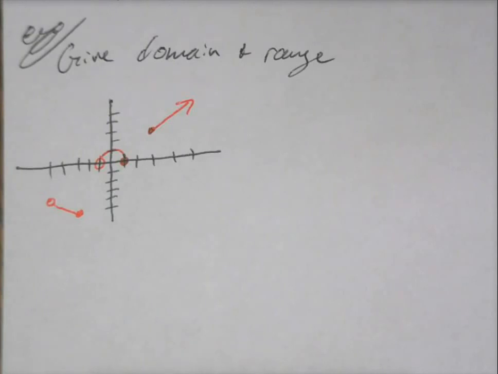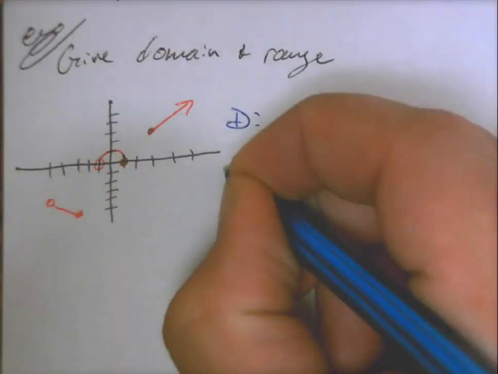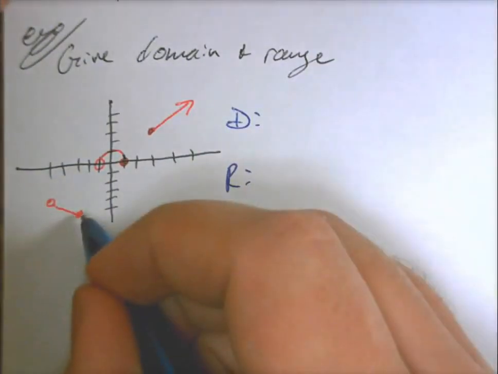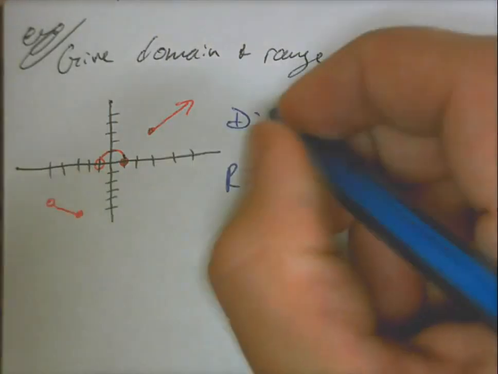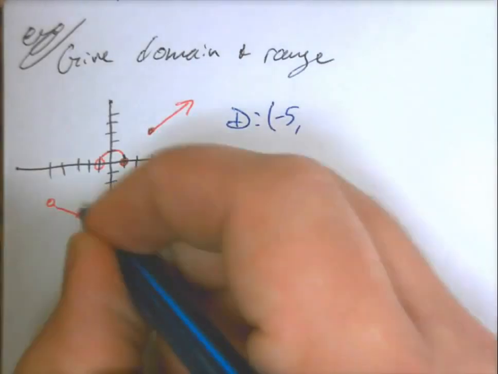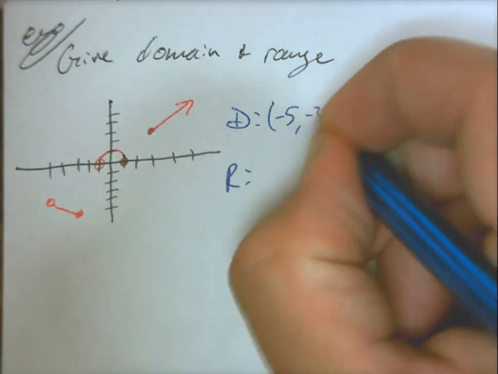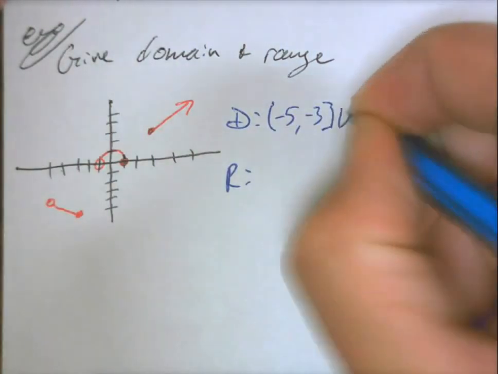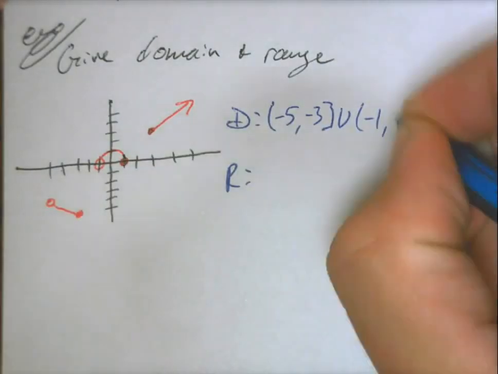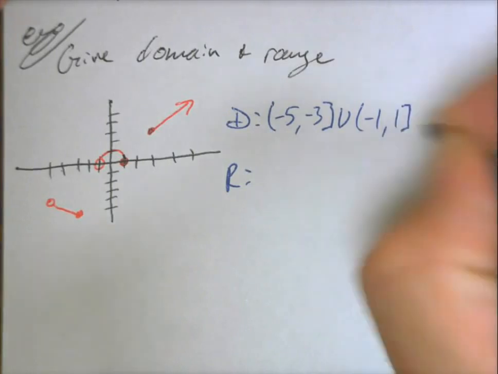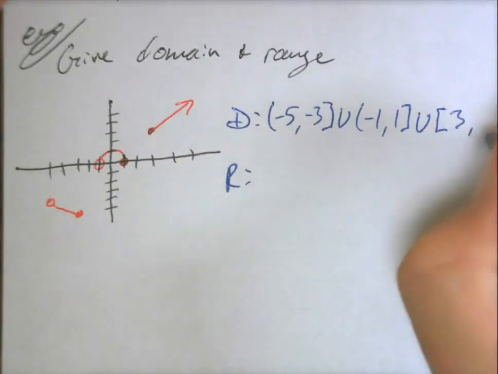All right, this one's a little bit trickier, but we'll just have to pay attention. So domain, orange. So my domain, it looks like my lowest value I have negative 1, 2, 3, 4, 5. So I go from negative 5 to 1, 2, 3. So negative 5 to negative 3, where negative 3 is inclusive. And, don't forget union just means and. Looks like negative 1 to 1. And then from 1, 2, 3 to infinity.